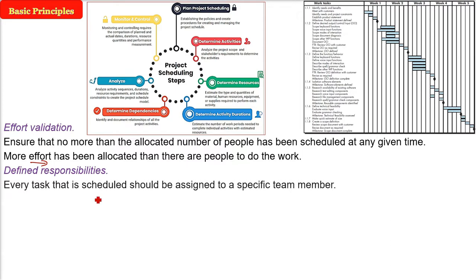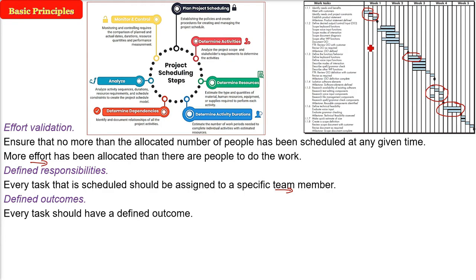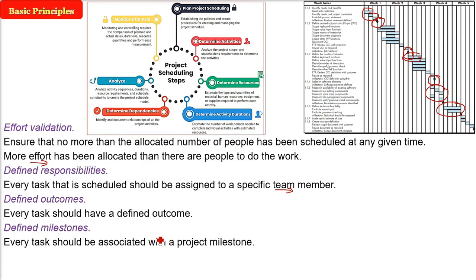Define responsibility. Every single person has to be given a responsibility and a schedule. That is, you are a specific team member, you need to do this task and this has to be completed in this time. Then you have to have defined outcomes. Every task should give some outcome, should have a defined outcome. What is the deliverable? What are the work products? That also comes under defined milestone. Every task should be associated with a project milestone.